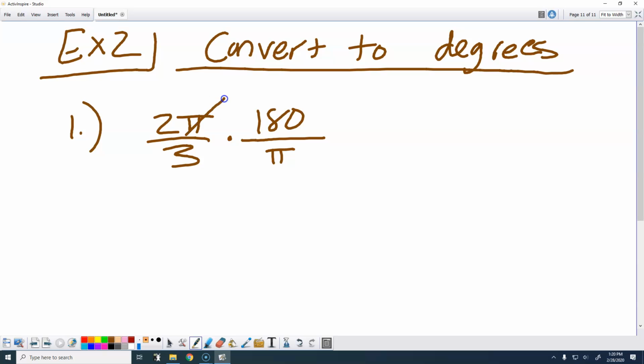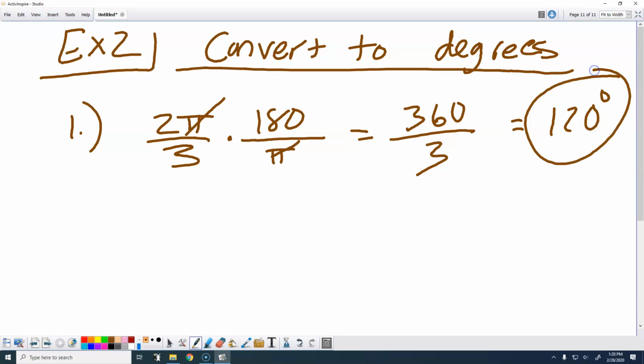So first of all, let's cross that off. And next, let's just multiply straight across. And if you need a calculator, go ahead. But let's go ahead and do the division. What's 360 divided by 3? There you go. And now you can cheat if you want. Look at your unit circle. Do you see how the 120 is in the same spot as the 2 pi over 3? It's the same spot, just in different measurements.